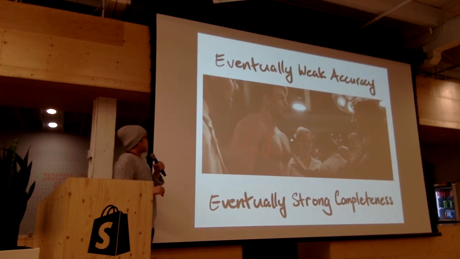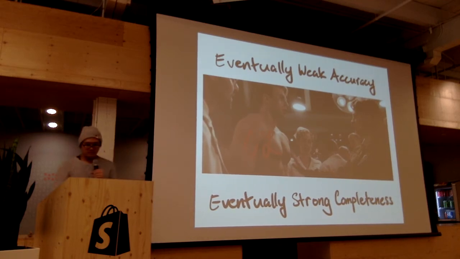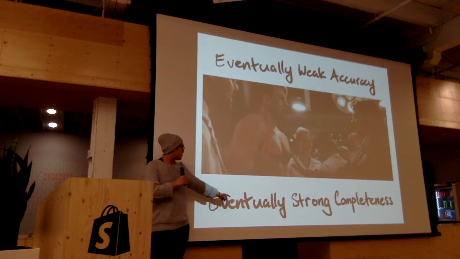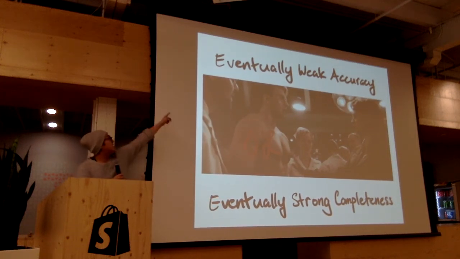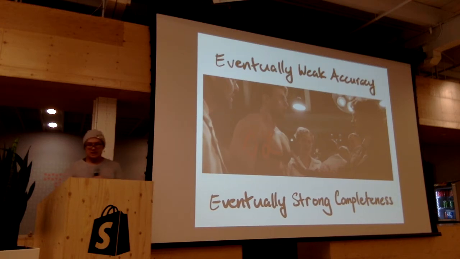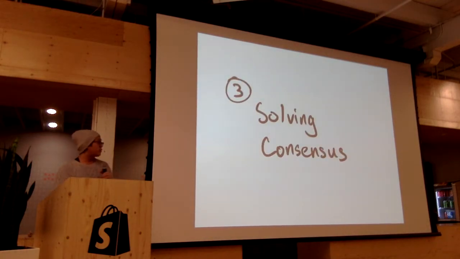The eventually weak accuracy, eventually strong completeness failure detector. There shouldn't be an eventually there. I made a mistake. It should be strong completeness, eventually weak accuracy. So using this, we can then solve consensus. But before we can do that, we've got to talk about reliable broadcast.